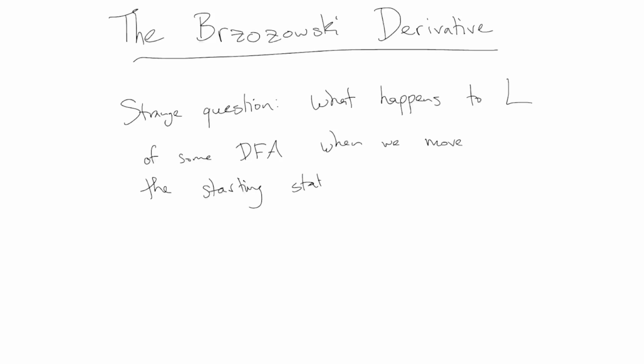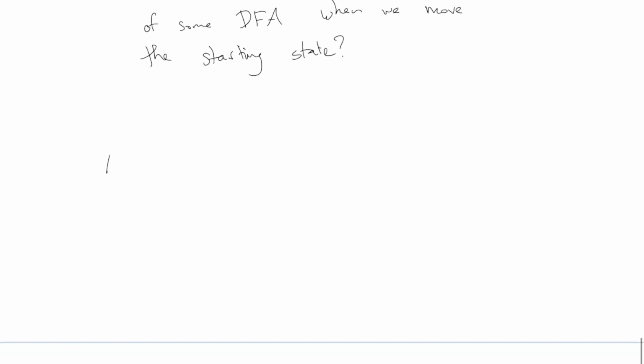On its surface, there is no real good reason to ask this question, but this turns out to be super useful when it comes to this non-regular languages business. What happens to the language of some DFA when we move the starting state? So, for example, here's a DFA. I'm going to draw a DFA with 5 states here. Sorry to be slightly complicated about it.